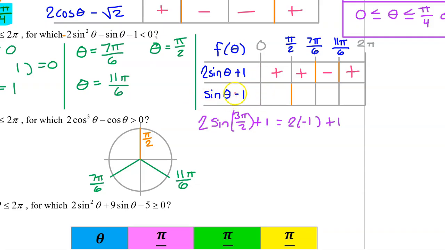It will not give me 0 when I plug it in, so it's fine. So plugging in 0, sine of 0 is 0, leaving the negative 1. So this factor is negative in this interval.